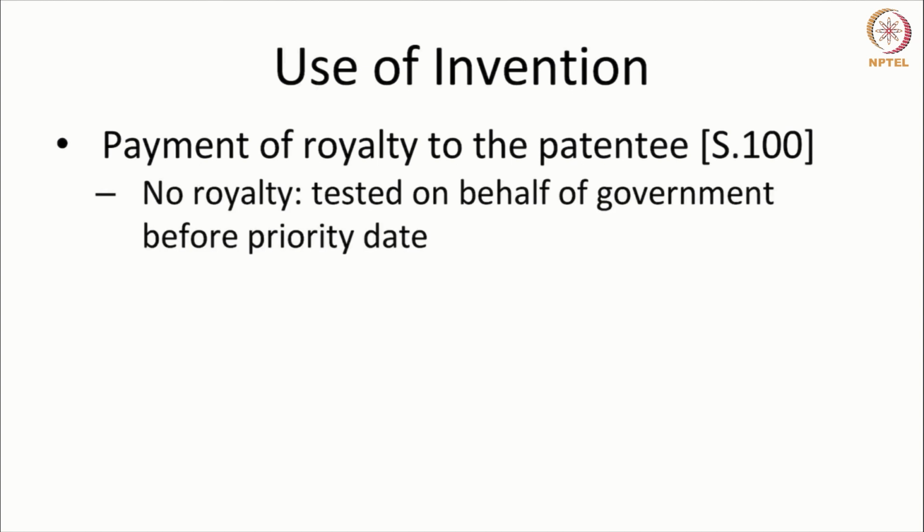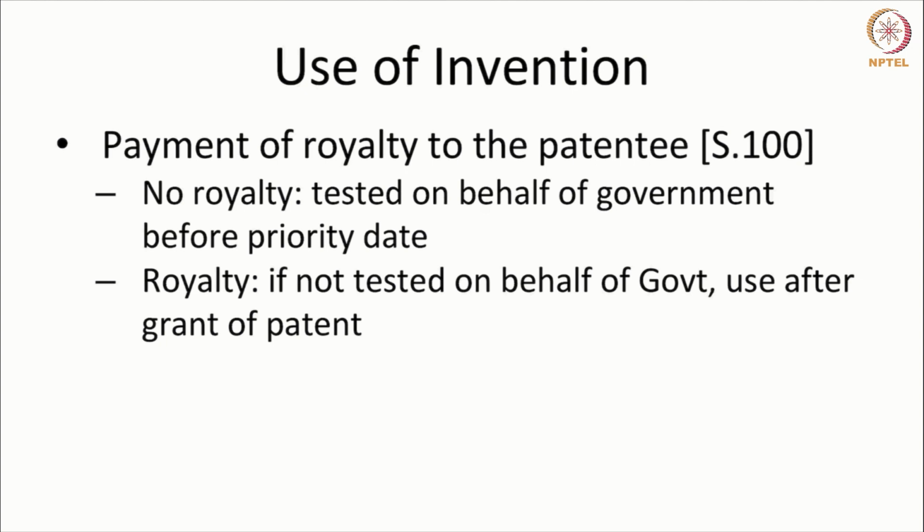Now, however, no royalty is required to be paid if it is tested on behalf of the government before the priority date. Now, the priority date is the date on which the patent application is filed or the priority document is lodged. If the government tested the invention before the priority date, then there is no liability on the government to pay royalty. This is because the government tested it before the patent crystallized or before an application for a patent was even filed.